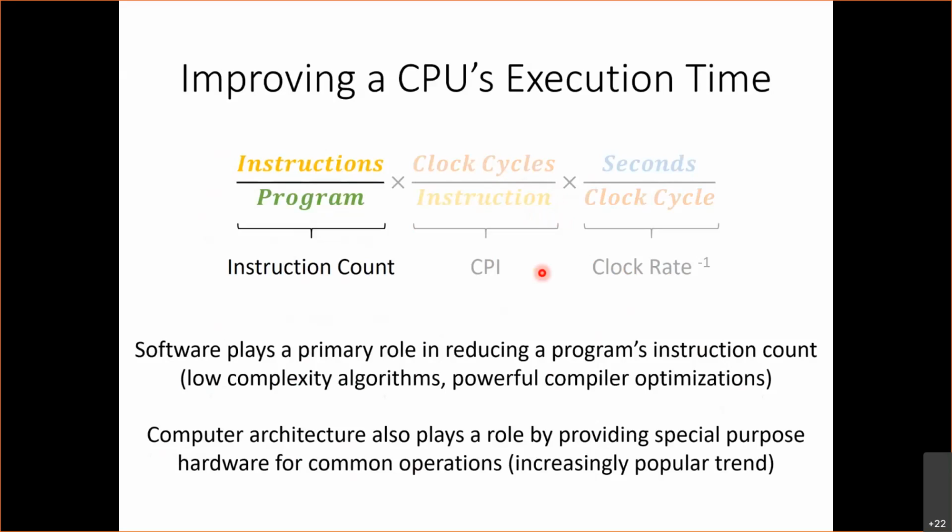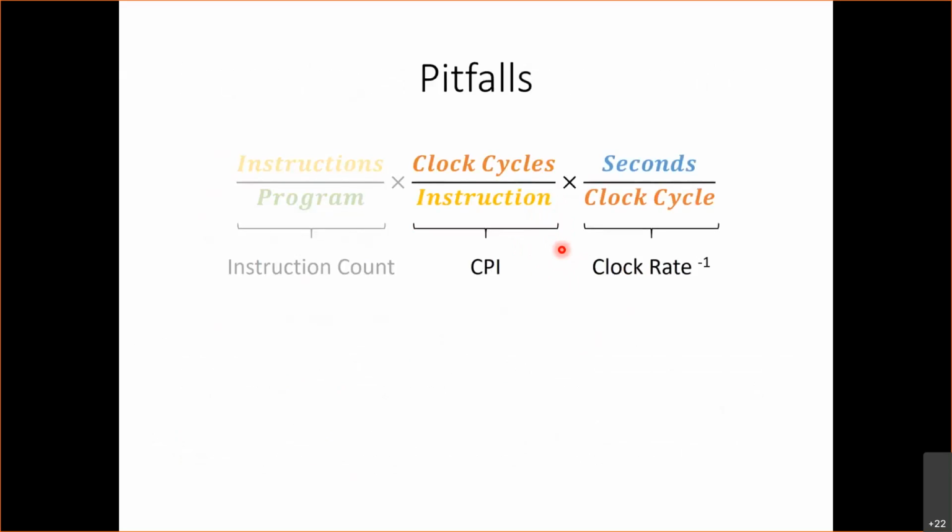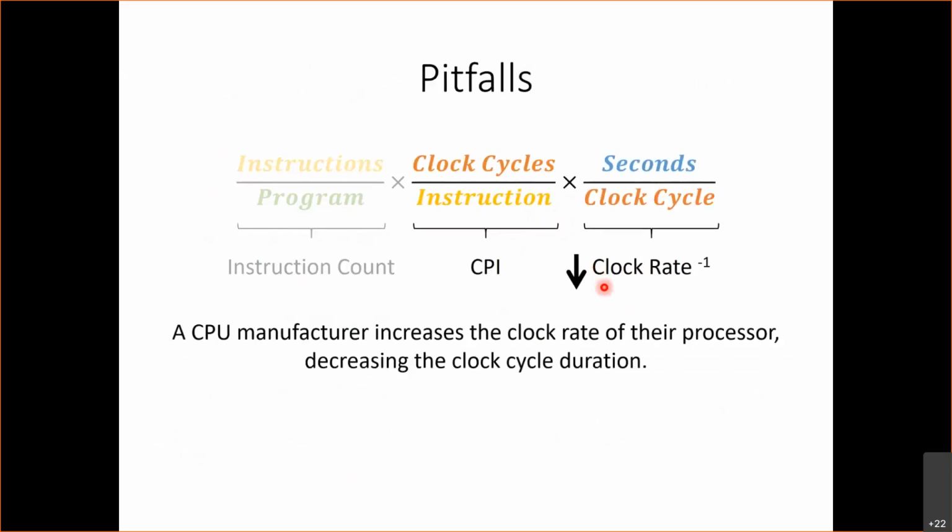Okay, so finally, before we end, I want to talk a little bit about some pitfalls that are important to be aware of when designing computers. So the first pitfall: let's say I improve the clock rate of my processor. A manufacturer comes and they increase the clock rate, which decreases the number of seconds per clock cycle.